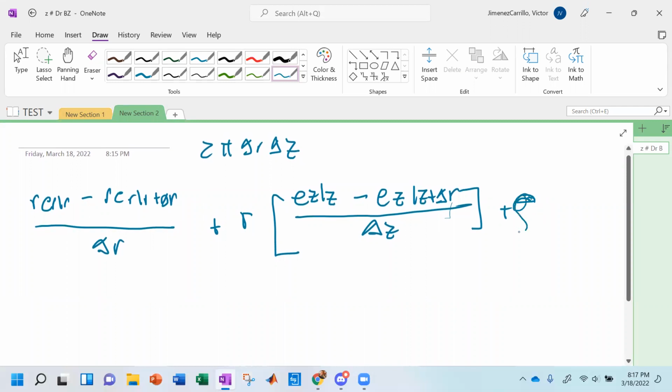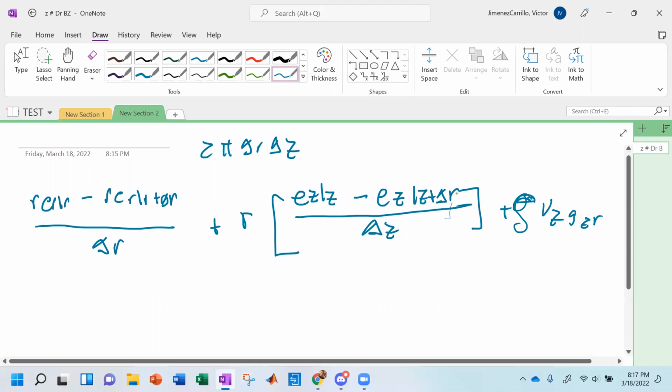I have a quick question. Yes, Anisha? Is that supposed to be e_Z at Z plus delta R or delta Z? Delta Z. Thank you, ma'am. Okay. The last term is rho V_Z g. You don't need the Z, since it's just gravity, but it's the same thing. Times R.